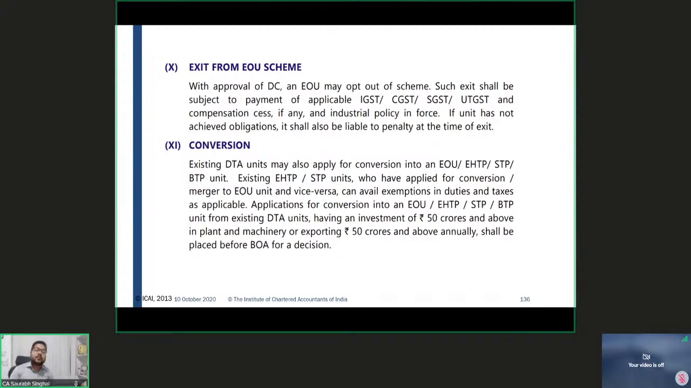So that is the complete scheme of EOU, which has 2-3 genres, that is export oriented undertakings such as general units. Then you have EHTP, Electronic Hardware Technology Park, Software Technology Park, Biotechnology.